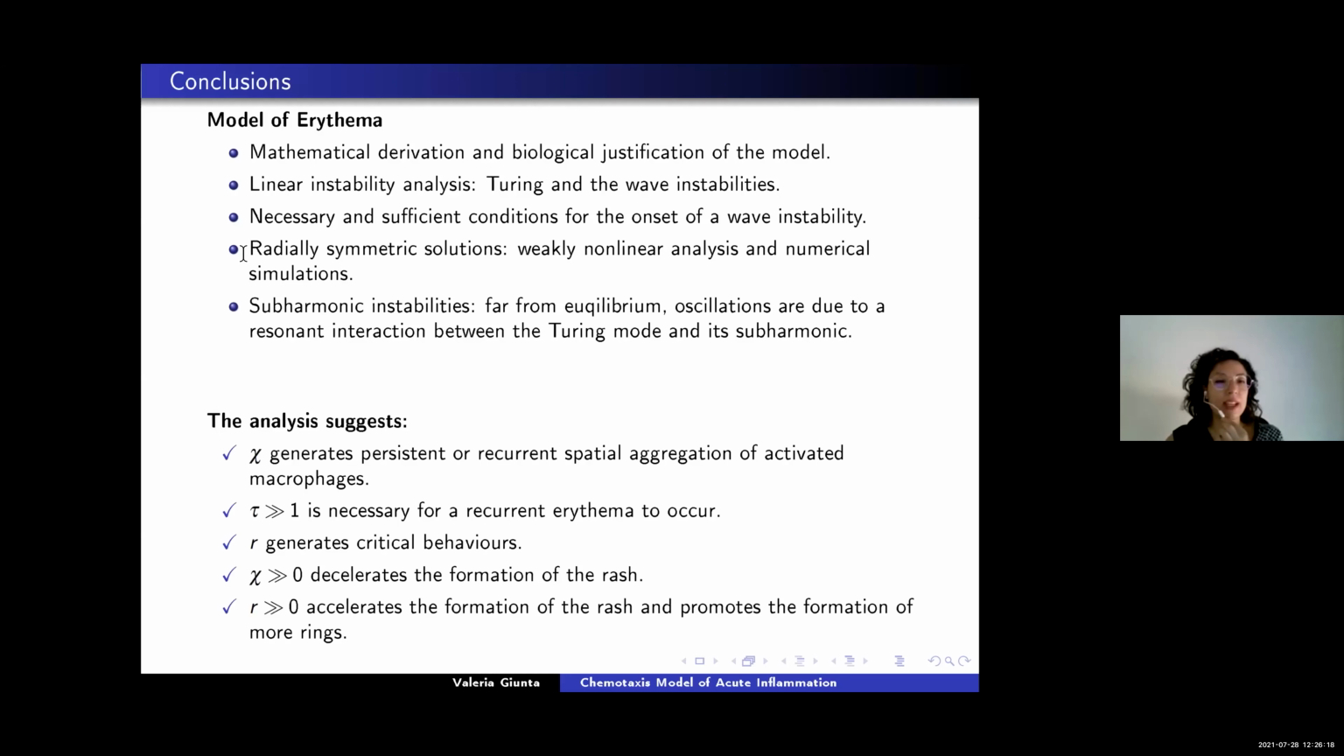This analysis finally suggests that the chemotaxis generates persistent or recurrent spatial aggregation of activated macrophages. A large tau is necessary for a recurrent erythema. R is able to generate critical behaviors, and we have seen how the rash evolves as a function of chi and R.